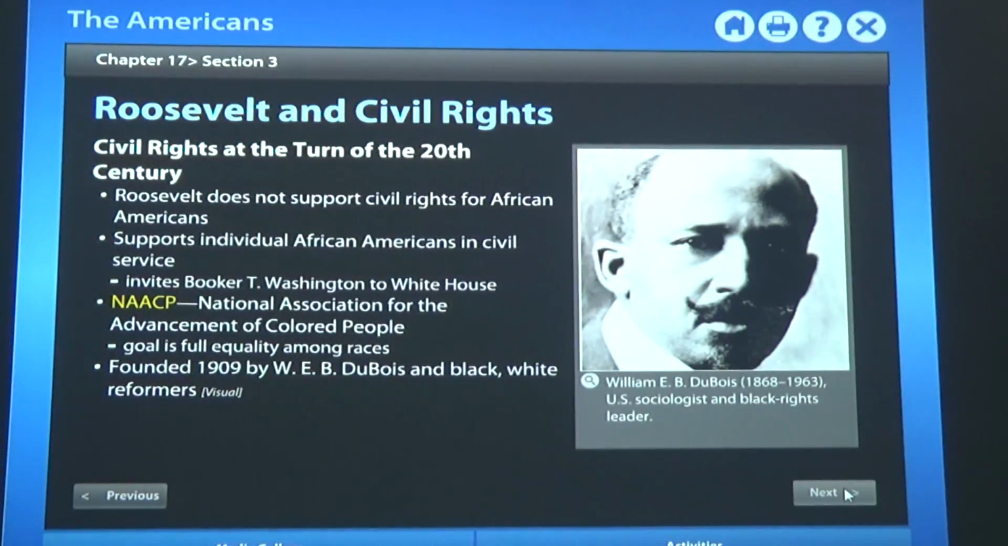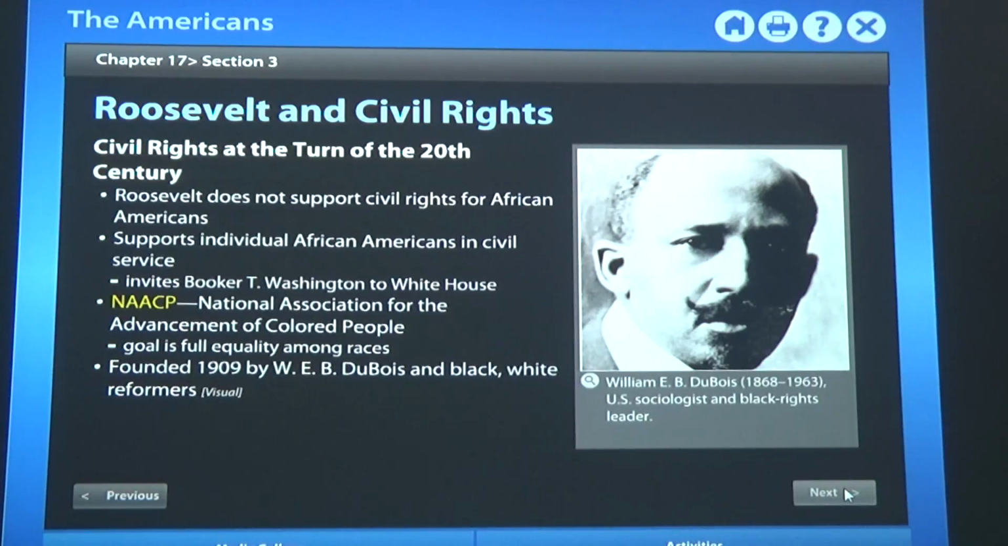On the civil rights issue, none of the progressive presidents, whether it's Roosevelt, Taft, or Wilson, really do a great job of dealing with civil rights issues. So as much as they might have talked a good game, they did not do much for black people during this time period. However, blacks themselves organized themselves.